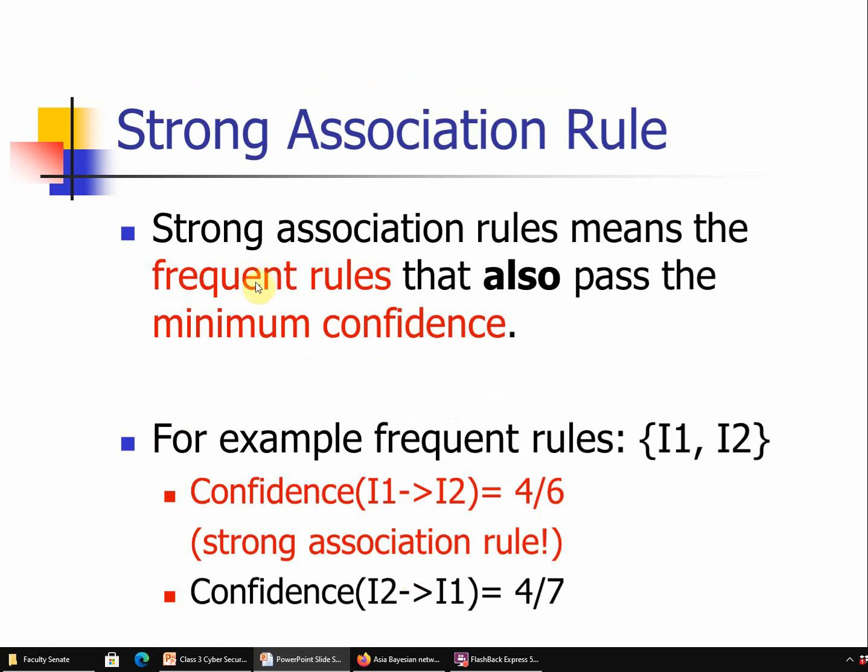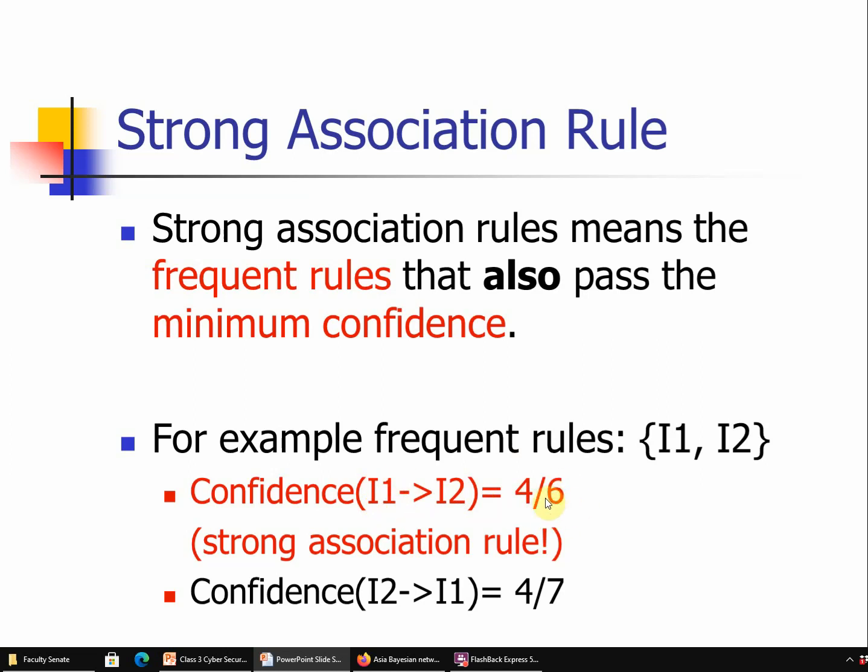And then to calculate the confidence, now the direction matters. Strong association rule means that the frequent rules, which means they pass the minimum support, also pass the minimum confidence. And therefore, we need to go into each item and then try to calculate their confidence. So for the confidence 1 to 2 equals 4, that's how many times 1 and 2 occur together, divided by 6. I1 occurs 6 times.